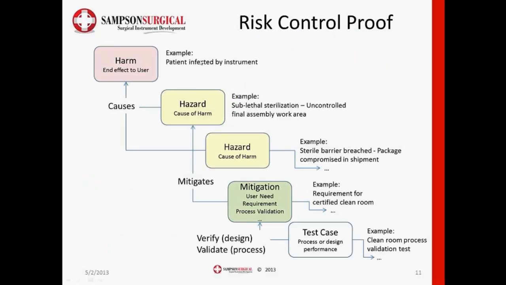So risk control proof, this is just a typical example. A harm might be the patient's infected by the instrument. Then I have just two hazards, but in the real case, there are 20 hazards associated with the sterility chain in a typical development. Sublethal sterilization due to uncontrolled assembly work area is one, and package compromised in shipment is another. A mitigation might be a requirement for a certified clean room or controlled environment. Then the test case would be the clean room process validation test, which is all the biology testing and different procedures for managing the test case.